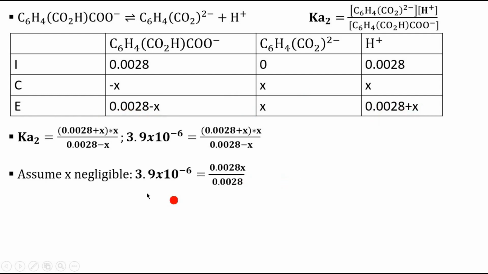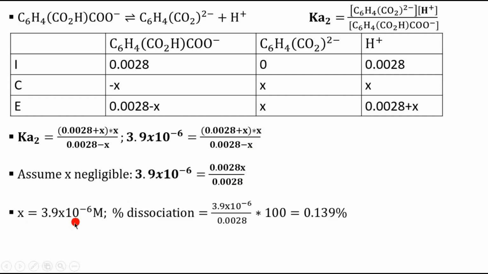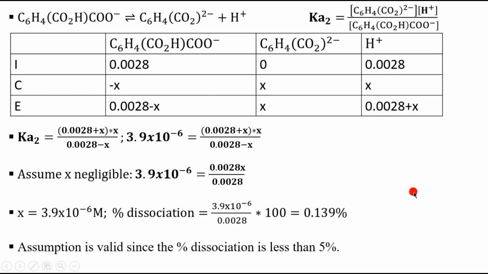Assume X is negligible here, we are making the X in the denominator negligible. Then in this case we have X which is equal to this one. What is X? That's the hydrogen dissociated in the second dissociation. But the total hydrogen will be equal to this one plus X. This one is the one dissociated from the first dissociation, and this one is the one from the second dissociation. Here, the assumption is valid because the percent dissociation is less than 5%. So the partial dissociation is valid.